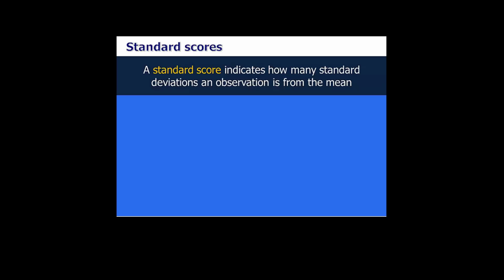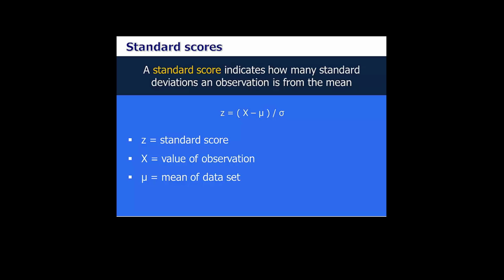A standard score indicates how many standard deviations an observation is from the mean. A standard score can be calculated from the following formula. Z equals X minus mu divided by sigma, where Z is the standard score, X is the value of the observation, mu is the mean of the data set, and sigma is the standard deviation of the data set.